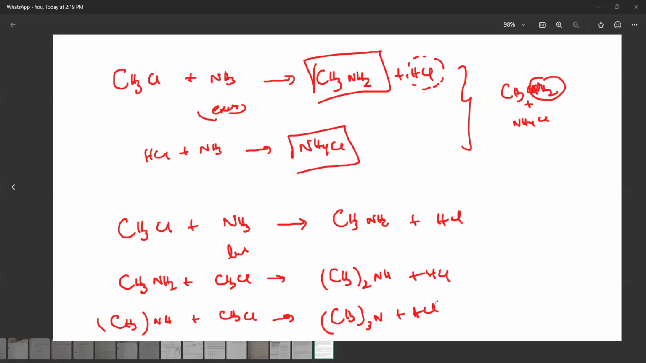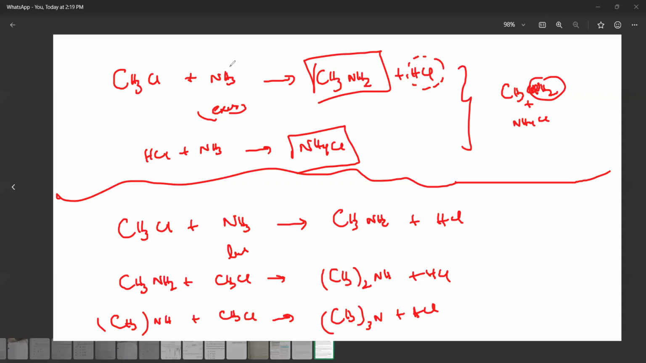So these are the two different results depending on whether we are using excess of ammonia or a limited amount of ammonia. If excess of ammonia, the ammonia reacts with the halogenoalkane only one time and the remaining ammonia reacts with HCl to produce ammonium chloride. But if it is a limited amount, then every time a hydrogen will be replaced by the carbon chain and the reaction will continue until all of the hydrogens are replaced by the carbon chains.